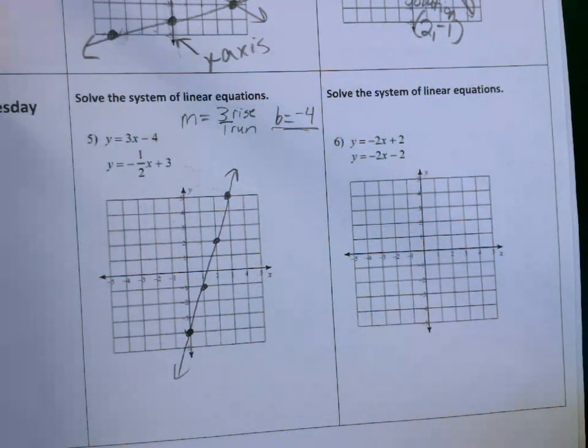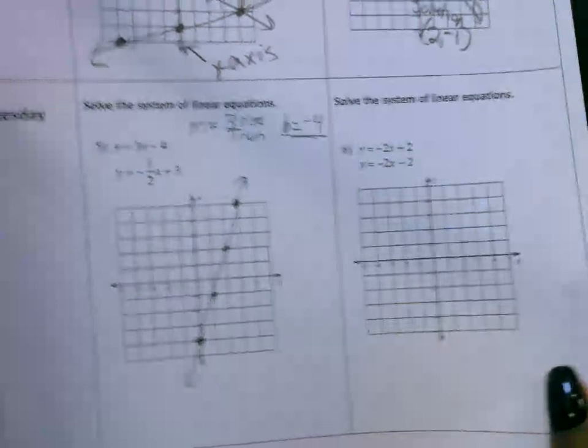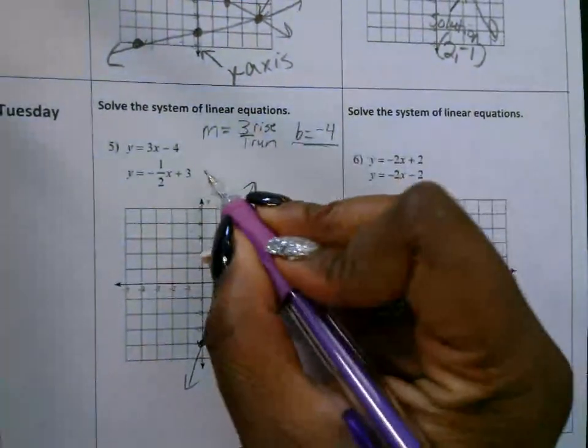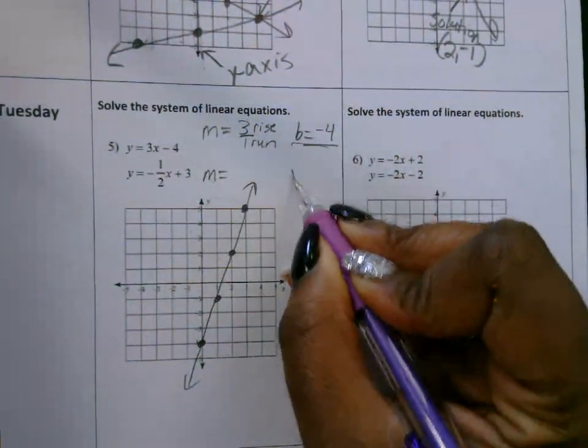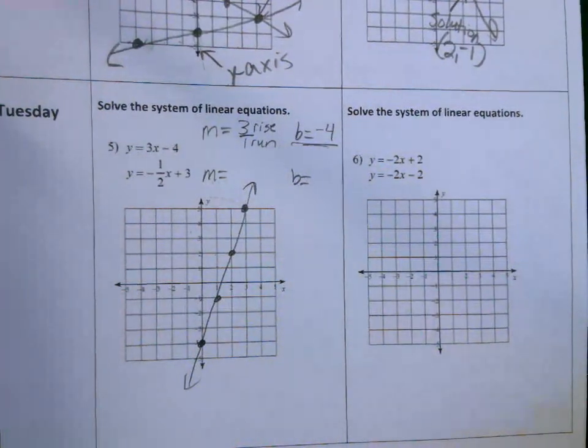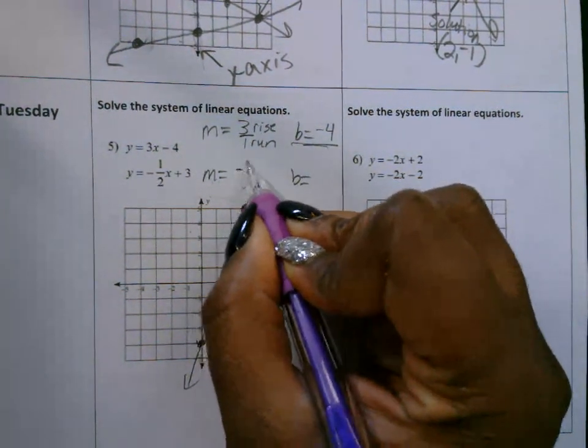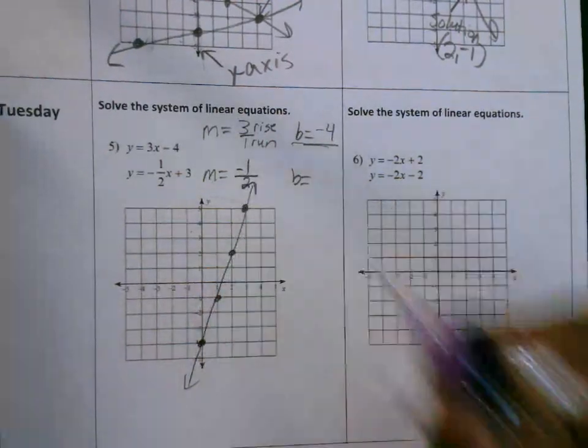So now we're going to do M and B for the second equation. What's my M and my B for the second equation? Let's list our M. 1/2. Very good. Don't forget the negative. So we got -1/2. Good job.